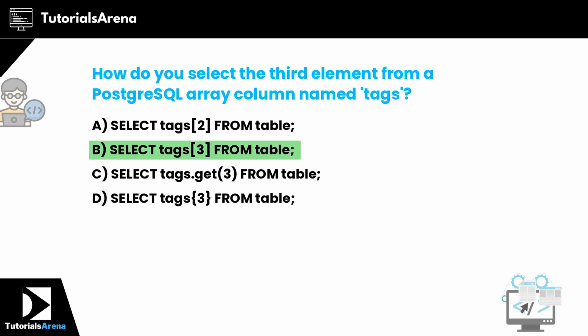How do you select the third element from a PostgreSQL array column named tags? The correct answer is option B, select tags[3] from table.